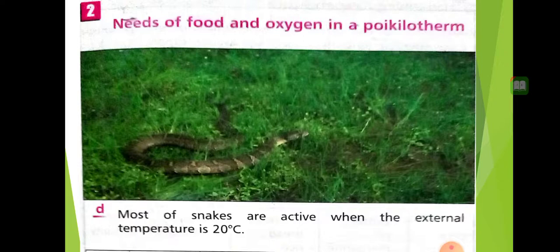So the snakes are poikilothermic animals. Most of the snakes are active when the external temperature is 20 degrees Celsius and above. When the temperature is below 20 degrees Celsius, or in a cold temperature, the snakes are not active.